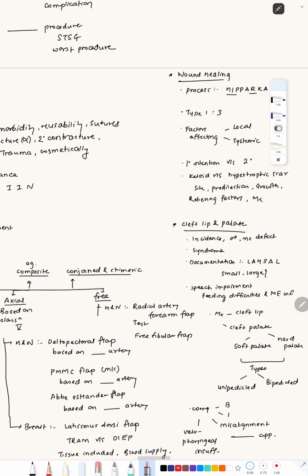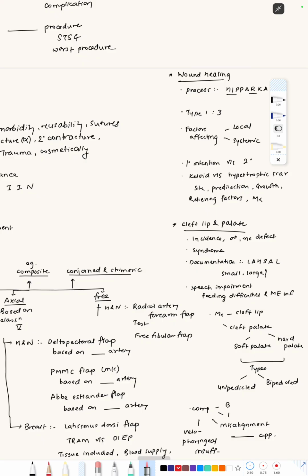Now the factors affecting wound healing. The factors affecting wound healing are local and systemic. So the local factors are radiation, infection, trauma. In the systemic factors, there can be anemia, then zinc deficiency or calcium deficiency, immunocompromised patients, vitamin C deficiency, steroids, right? Then the wound strength. At the end of 1 week, the wound strength is around 10%. At the end of 3 months, it is around 70%. It never regains the original.